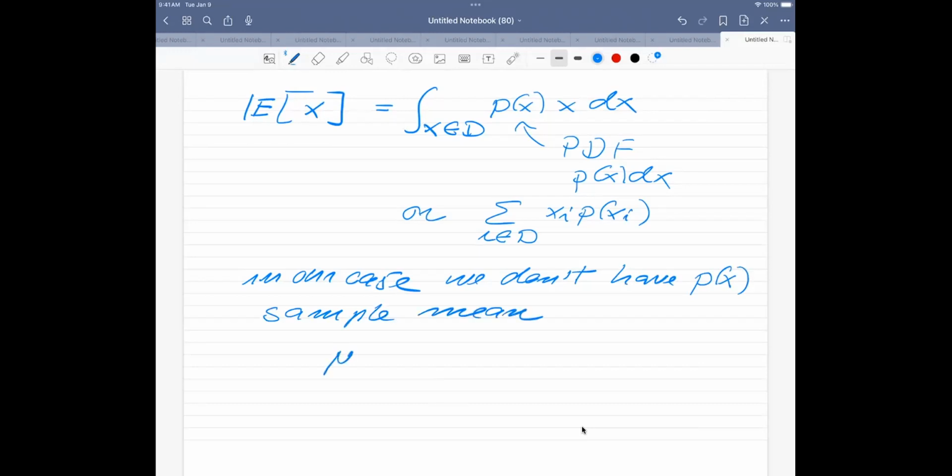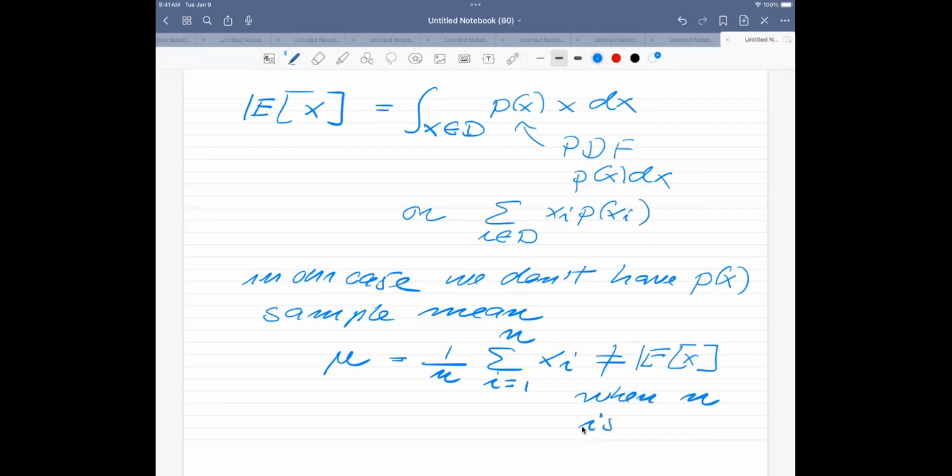And I'm going to call this mu, and that is given by 1 divided by n. And this is defined by i equal 1 up to the number of observations of x of i. And this is normally different from E of x when n is not infinitely large. Okay, so these are some of the premises which we have.